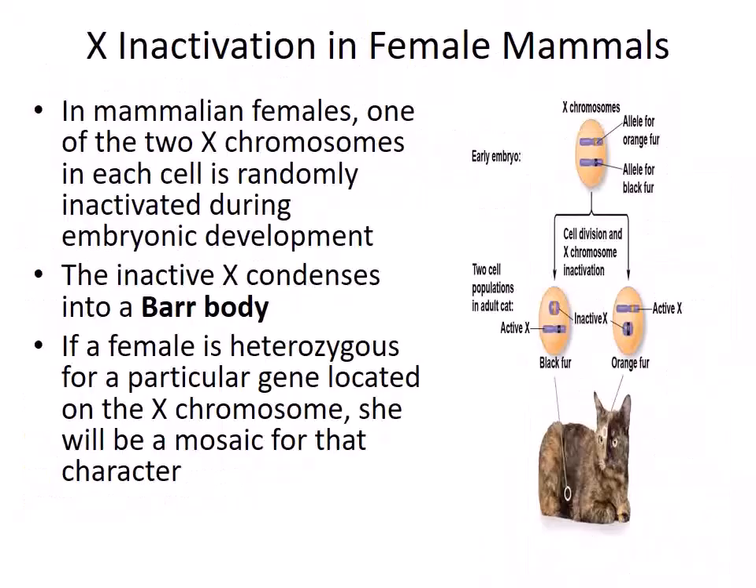Female mammals do an interesting thing. They can do something called X inactivation. In all of their cells, they have two X chromosomes, and in each cell, so far we think randomly, an X chromosome is inactivated during embryonic development. This inactive X condenses into something called a Barr body. If the female is heterozygous for a particular gene located on the X chromosome, she's a mosaic for that character because it depends which chromosome is turned on or off in that particular cell.